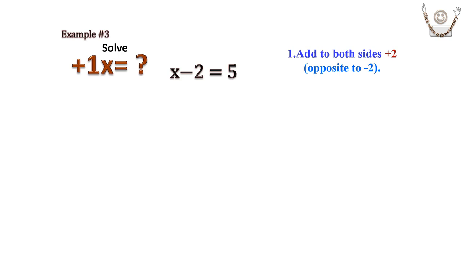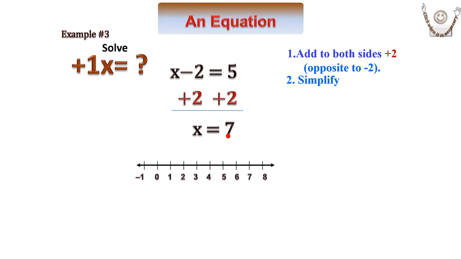Example number 3. Positive 1x and negative 2 is positive 5. As always, we are looking for positive 1x. We have to add to both sides positive 2 because it's opposite to negative 2. And then the result would be x is just 7, or x is positive 7. We can show our answer on the real number line, or we can show it in curly parentheses.